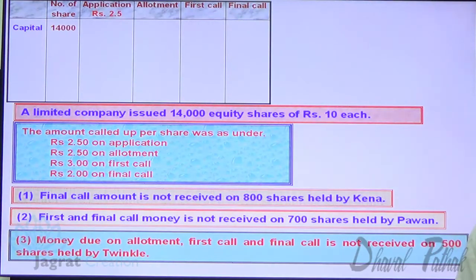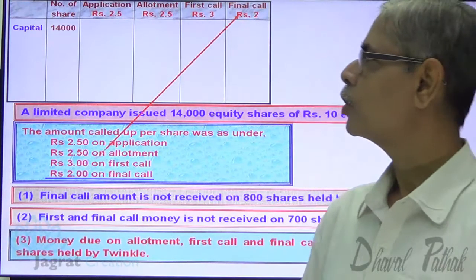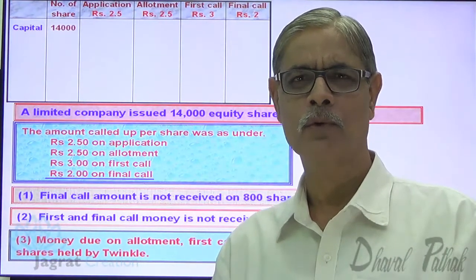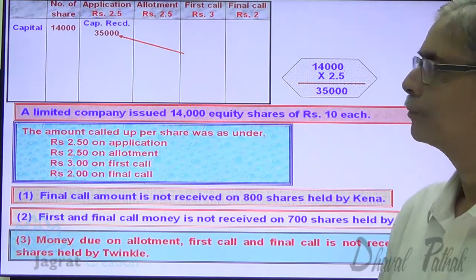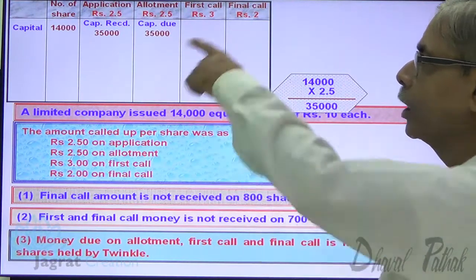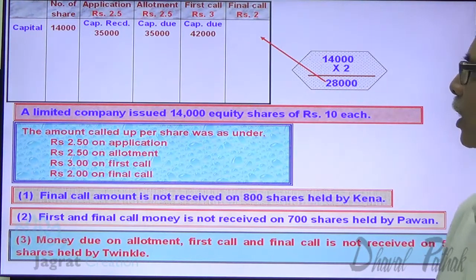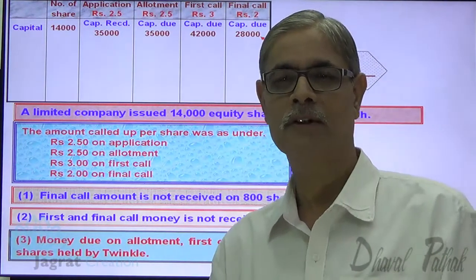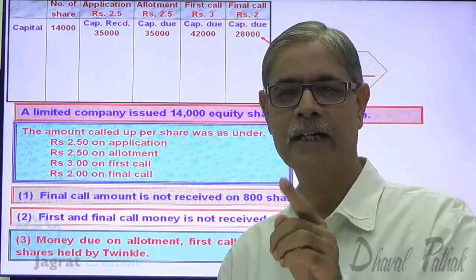Amount received with application 2.5, 2.5 with allotment. This is first call and final call. This is how the amount is demanded. So generally students go on working without looking at the question. So 14,000 into 2.5 received with application, due on allotment, capital due on first call, capital due on final call. No need to work out because you are required to write down only forfeiture entry and reissue entry.